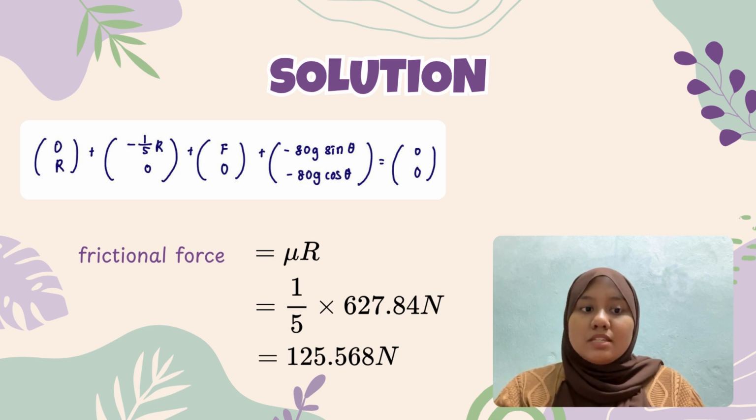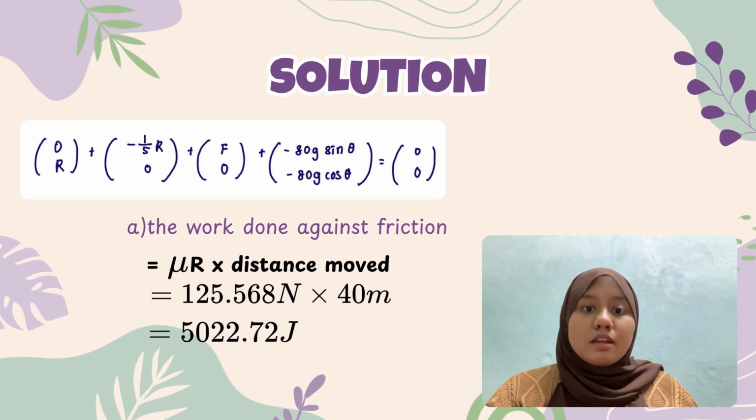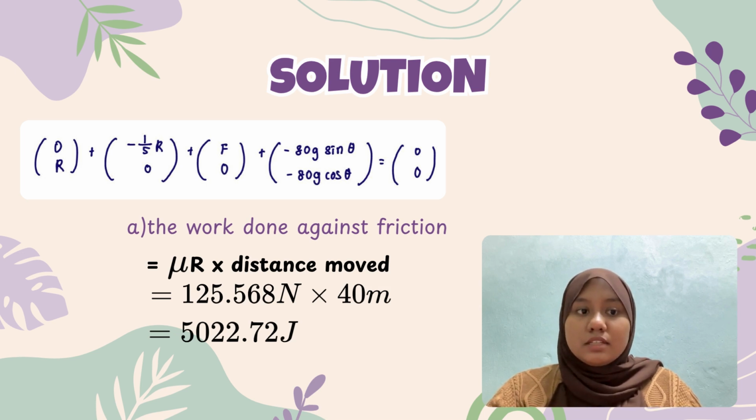1/5 times 627.84 and we got the answer 125.568 Newton. So the frictional force acting on the object is 125.568 Newton. Now we can already answer question A, which asks us to find the work done against friction. Now we need to calculate the work done against friction.